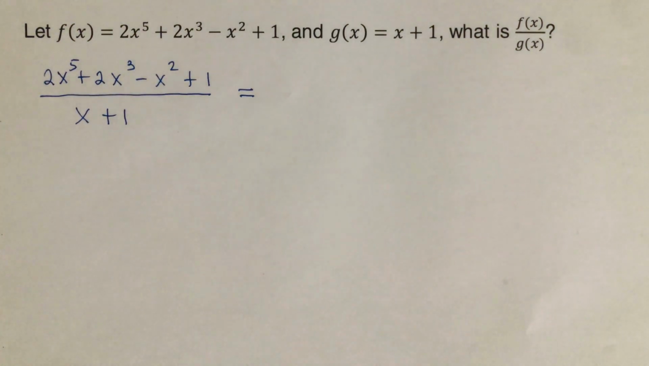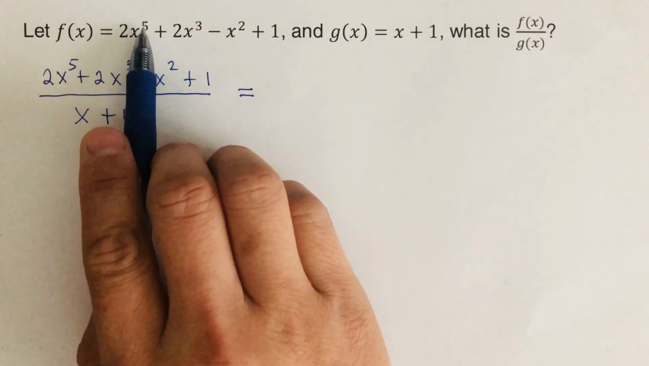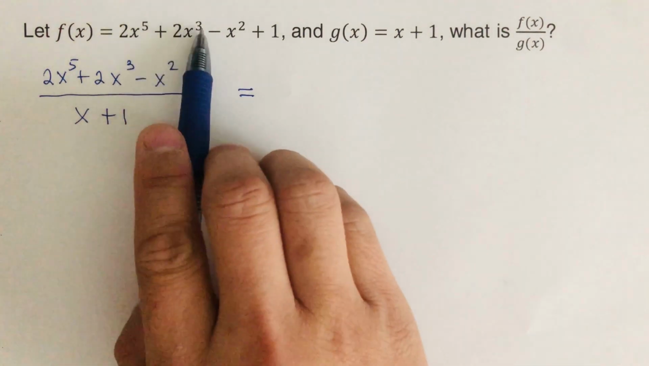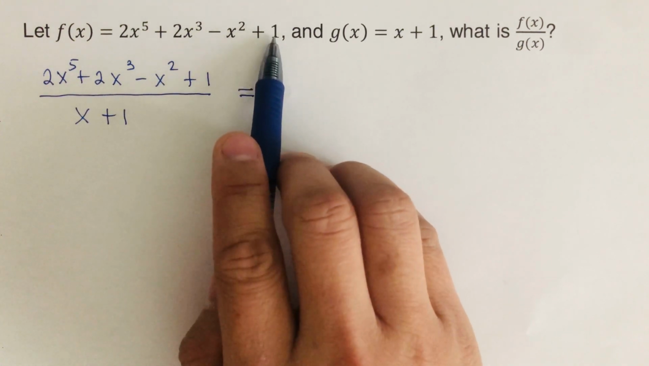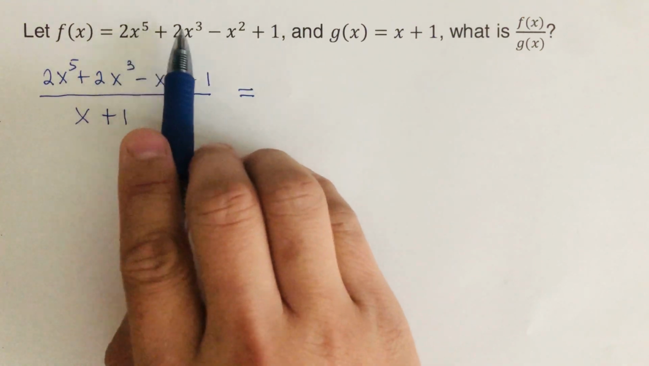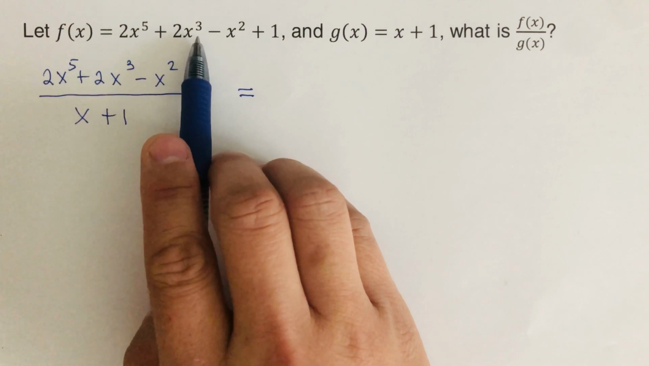Now notice the difference between this and the previous example. As you can see here, if we look at the exponents, that's 5. It jumped all the way to 3. Then it jumped to 2. And there's no exponent of 1. And then it went down to the constant. So if in any case we are missing an exponent, we are going to have a placeholder in that particular spot, and we are going to use 0x to the power of that exponent.